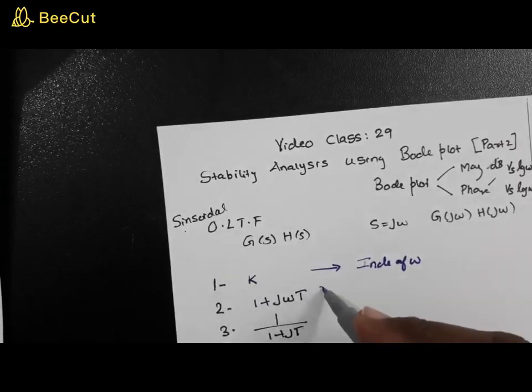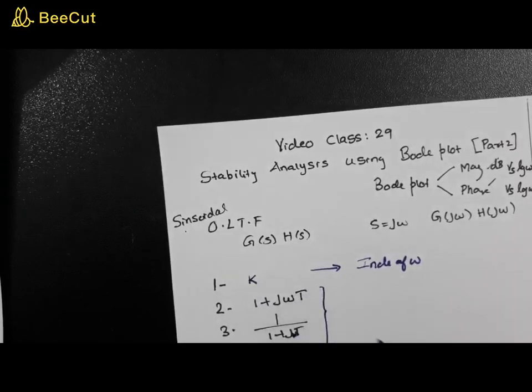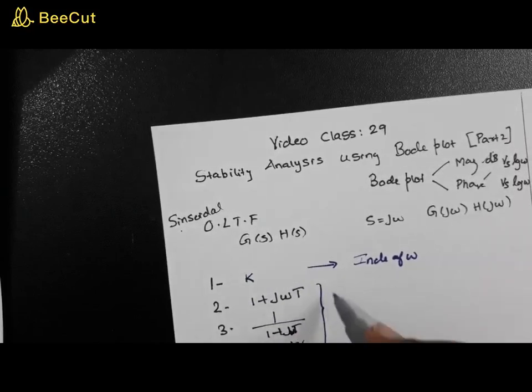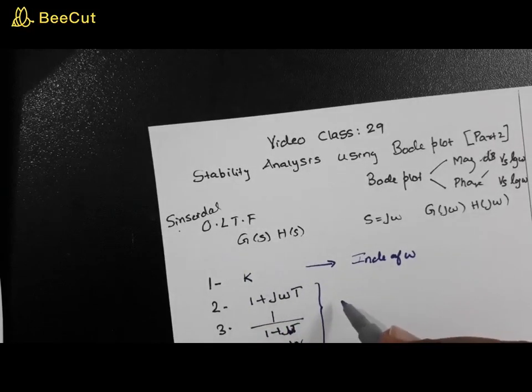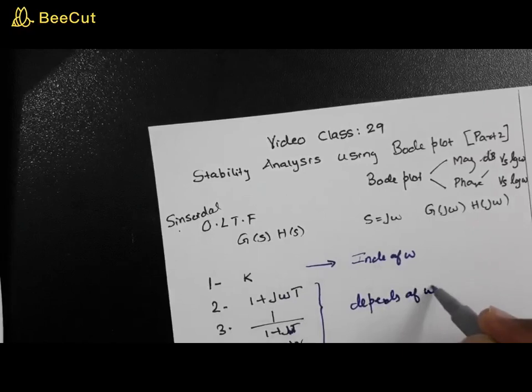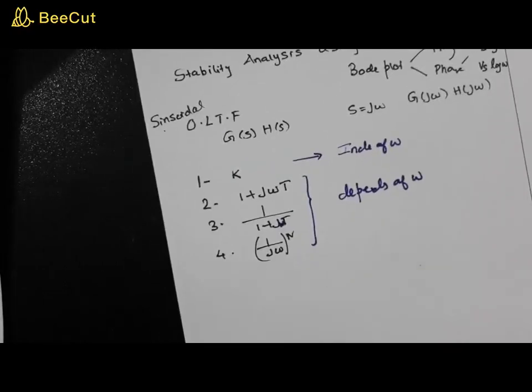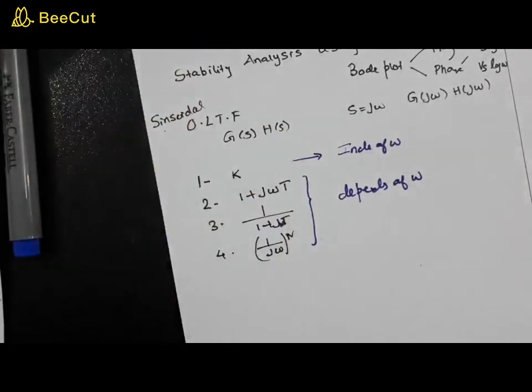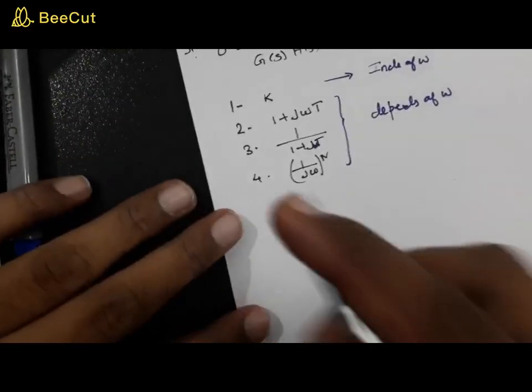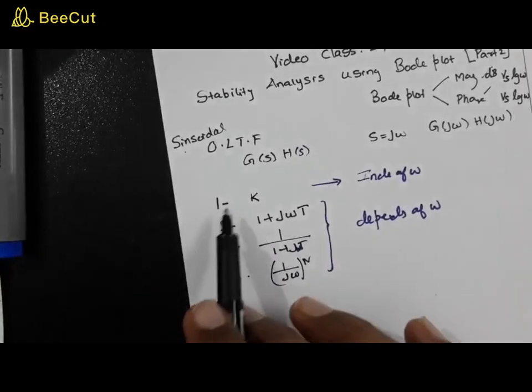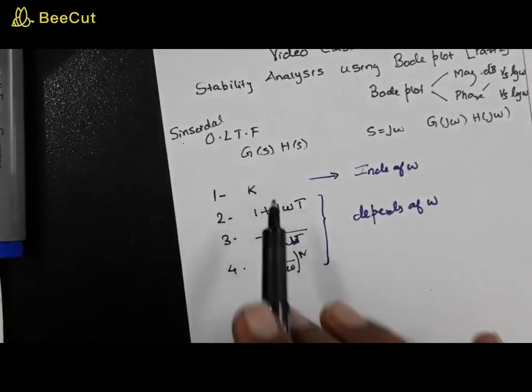Now, in these three cases, you can see that the magnitude as well as the phase depends on these three terms, depends on what is called frequency. Before going to a Bode plot, we need to understand how the magnitude and phase vary according to frequency. In the next session, we will be studying separately the magnitude and phase of each term.